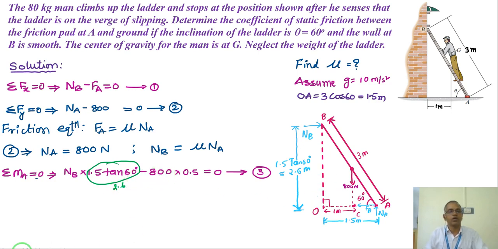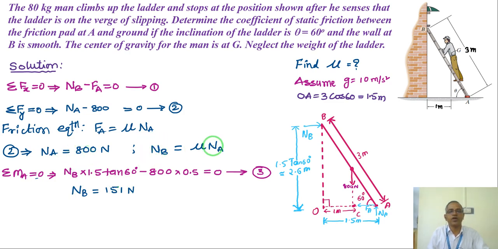Then I have 800 into, this total is, I can find out. I have already had 1.5, so that is coming from here, OA 3 cos 60, which is 1.5. 1.5 minus 1 is here 0.5. So 800 into 0.5. So solving this, I get how much? NB is 151. So once I know NB 151, NA is known to me.